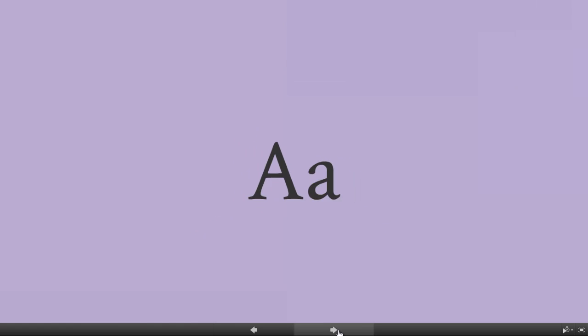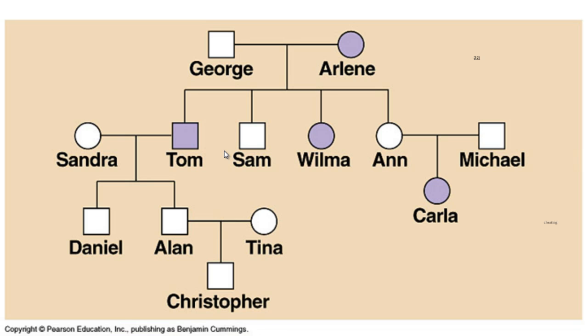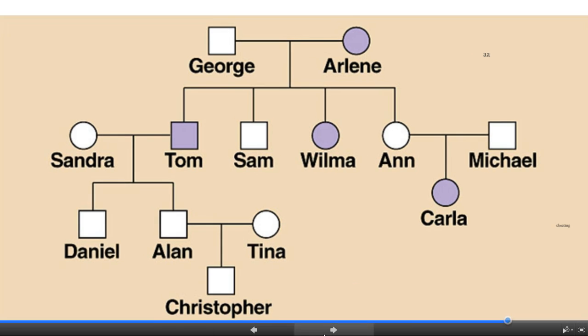The reason we can tell that is if we look at her offspring, she's not only produced offspring that have the condition, Wilma and Tom, but she's also had offspring that don't have the condition. If she only had the dominant allele which causes the disease, all of her offspring would have it. So we can tell that Arlene is heterozygous in this instance because of the presence of Sam and of Anne.